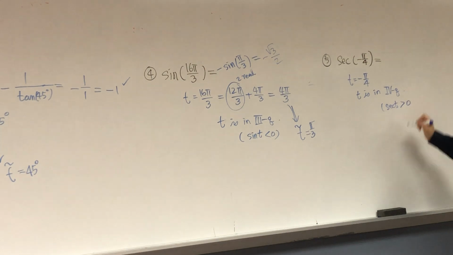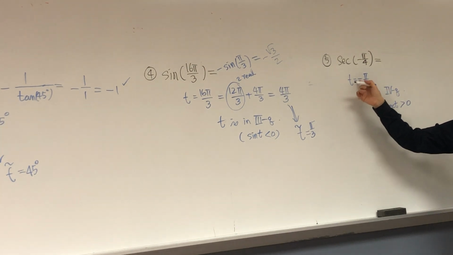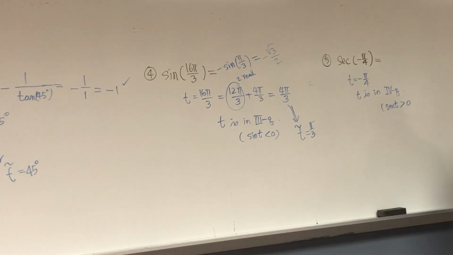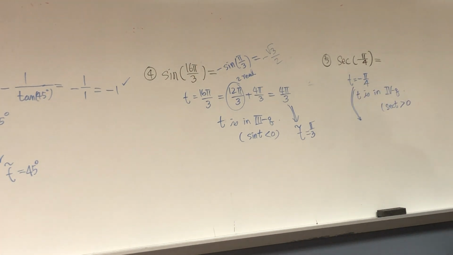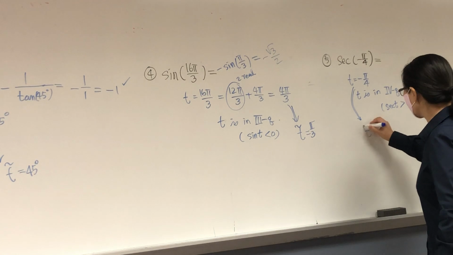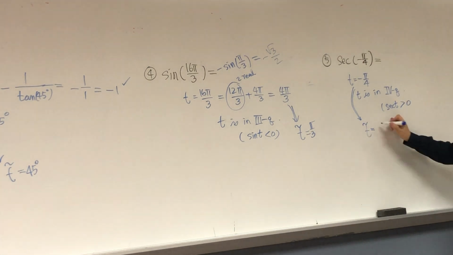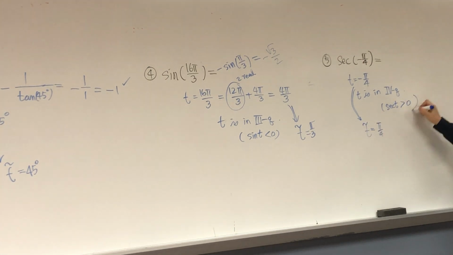Positive. Now, because this is negative pi over 4, do you need a reference angle or not? Yes. The reference angle is always positive, between 0 and pi over 2. So what is your reference angle? Pi over 4.